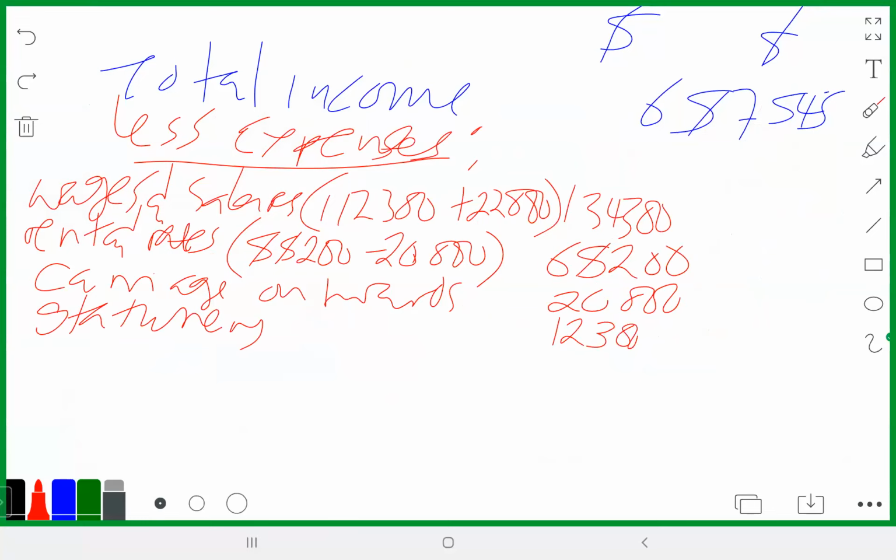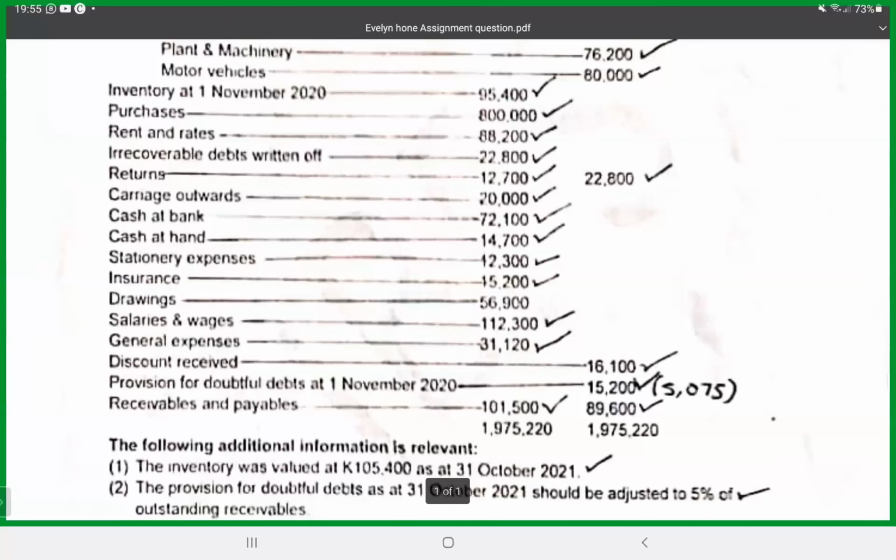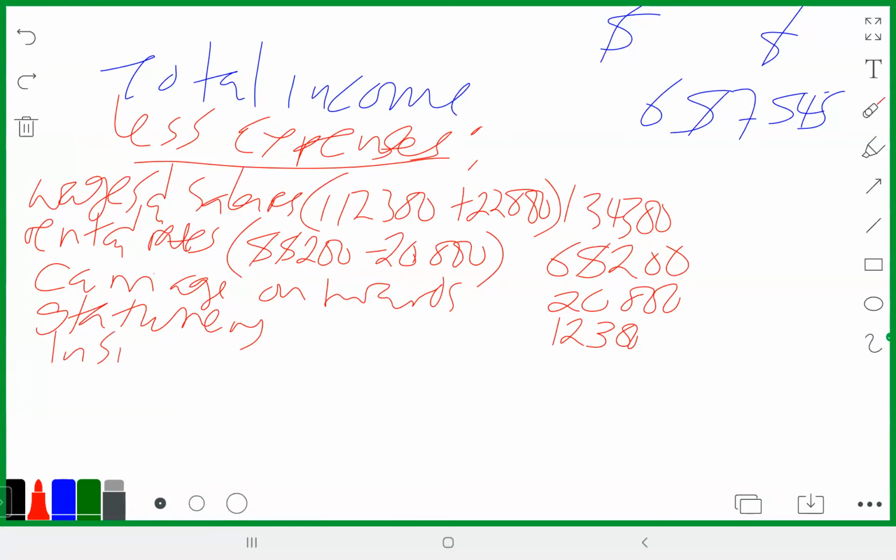We can have the cost of insurance. Insurance is 15,200, just above the drawings or below the stationery expenses. Add that. Insurance is an expense, by the way, to us that may not be aware.